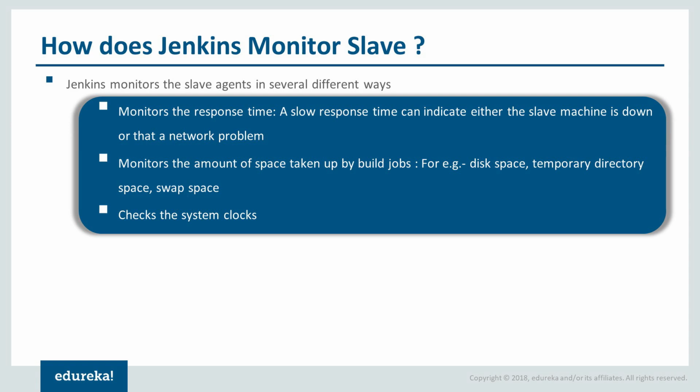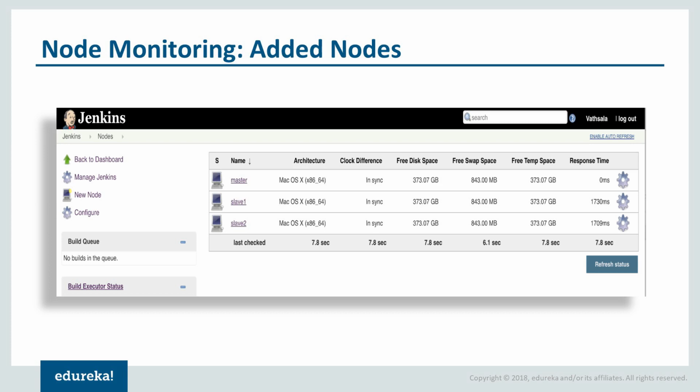It monitors the amount of space taken up by the build job. So disk space, temporary directory, swap space, all these things will be checked. And a very minute thing, but very important, it checks the system clock. As far as I remember, the Jenkins slave clock cannot drift from the Jenkins master by more than, I think, 2 or 3 minutes. If it is more than that, it will tell you that you need to fix the clock timings. So you need to make sure that Jenkins master and Jenkins slave have the exact same timings. If there is a time drift, it will again bring the node offline. This is how the list looks when you work with Jenkins, manage Jenkins, and click on manage nodes.